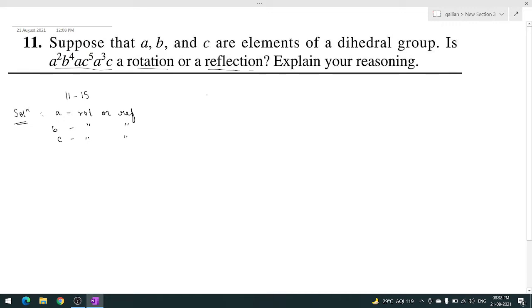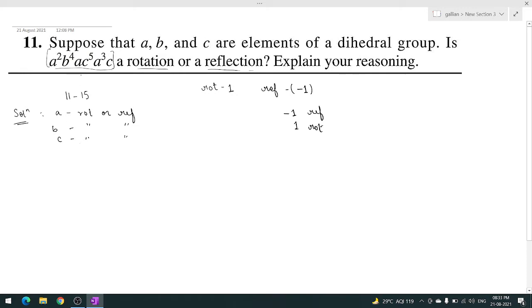Now what we have to do is, as we discussed in the previous video, consider rotation as 1 and reflection as -1. After putting this, we can analyze: if the whole multiplication comes out -1, then it will be a reflection, and if the whole multiplication comes out 1, then the complete series of rotations and reflections will be a rotation.